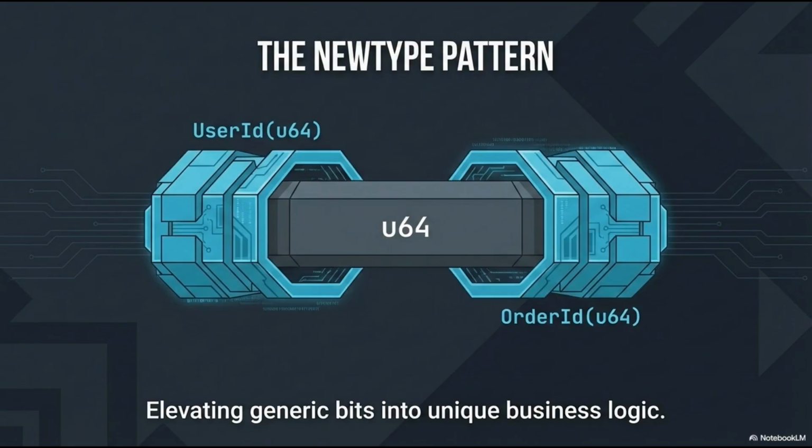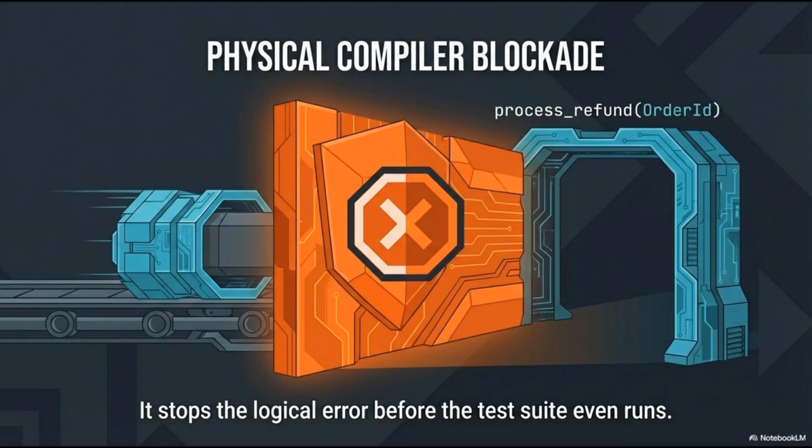Exactly. I'm essentially taking a generic integer, wrapping it in a nameless struct, and forcing the compiler to treat it as a completely unique identity. It's not a trick. You are elevating your business logic into the type system. Once you define those new types, the Rust compiler treats UserId and OrderId as fundamentally incompatible memory structures. Even though they're the same bytes under the hood. Even though they're identical bytes. If your refund function expects an order ID and you accidentally pass it a user ID, the program physically will not compile. It just stops. It stops the logical error before you can even run the test suite, let alone deploy to production.